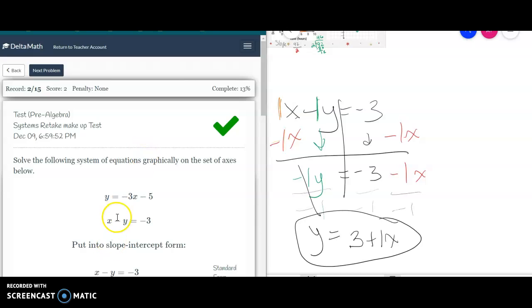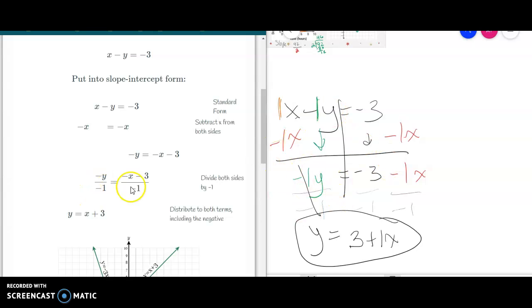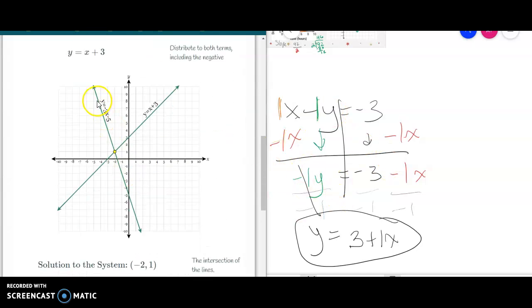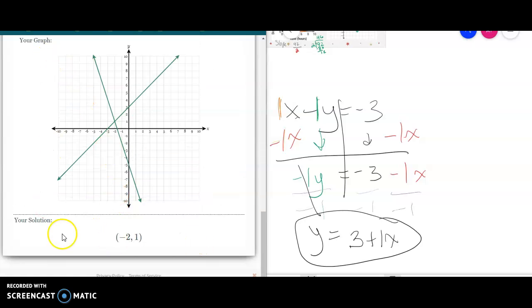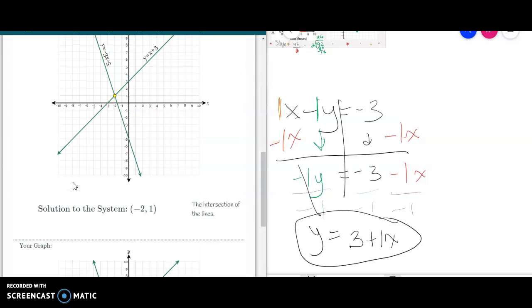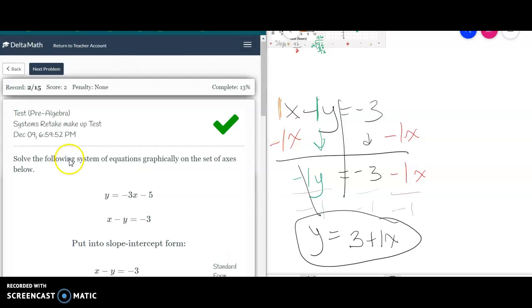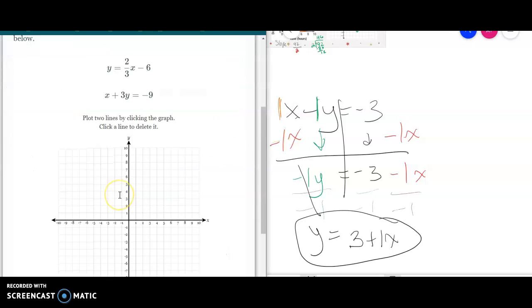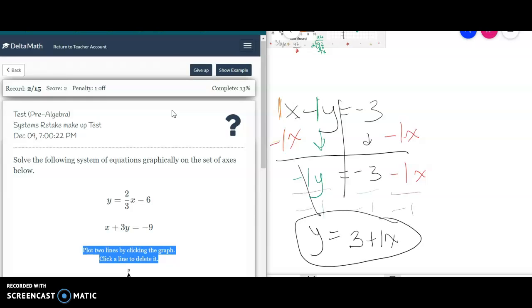So if you got it wrong, it would walk you through the steps here on what to do, just like what we did over here. Then it shows you what the graph is, what the actual solution is, and then it shows your graph and your solution to compare. Sometimes it just might be a simple mistake, like the slope was negative and you accidentally put a positive line, so just be sure that you're paying attention to those. When you're ready for the next problem, you'll hit next problem, and it'll give you another one. It also tells you here, plot 2 points by clicking on the graph and click a line to delete it.